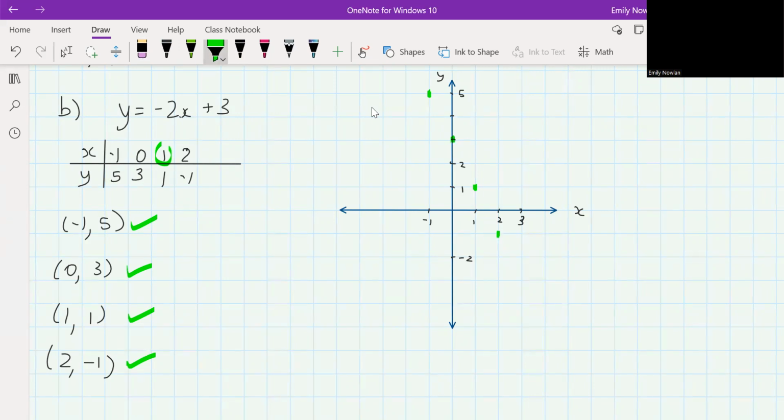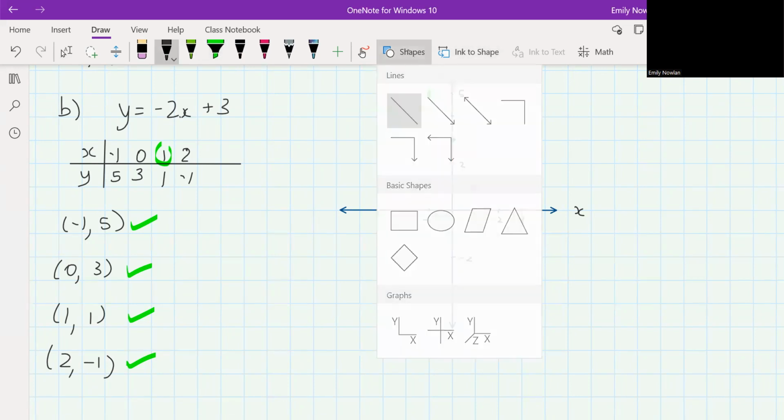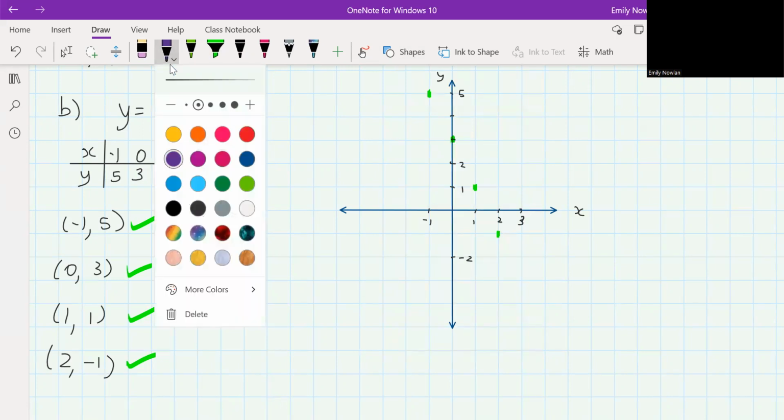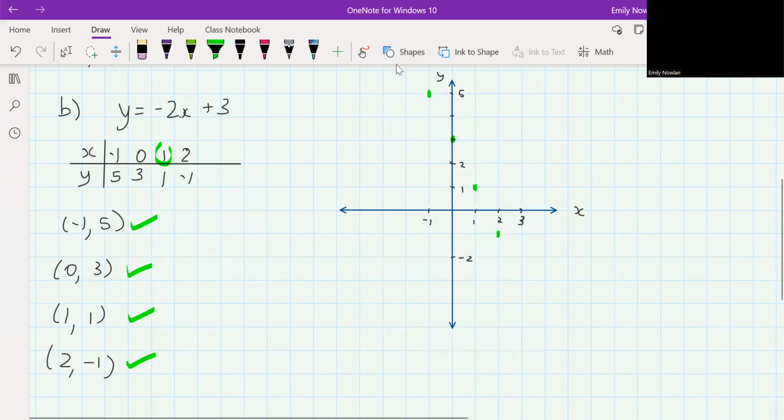And once I've got those dots, I'm going to use a different color. I'll do it in purple. I can get those dots and join them up, and with a ruler, I extend it a bit longer than what it actually is there, and I draw my straight line, and there is my straight line that matches.